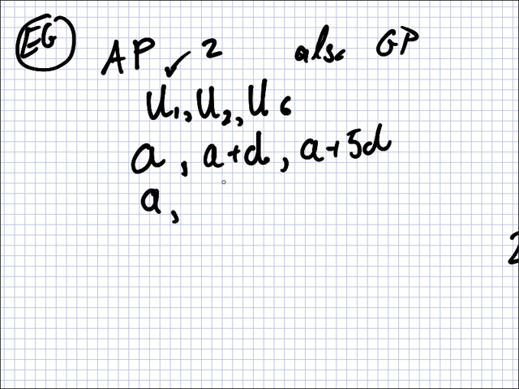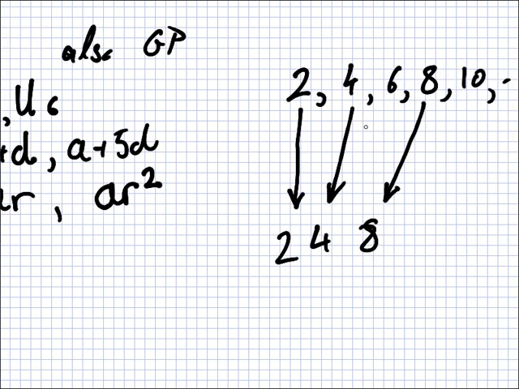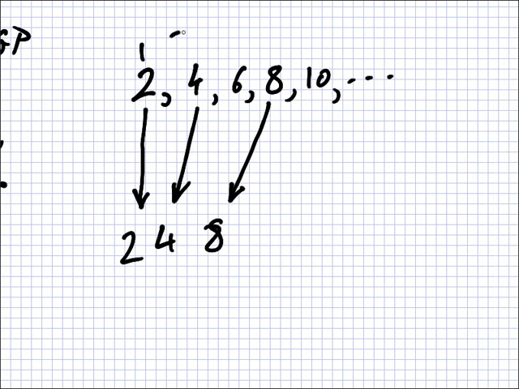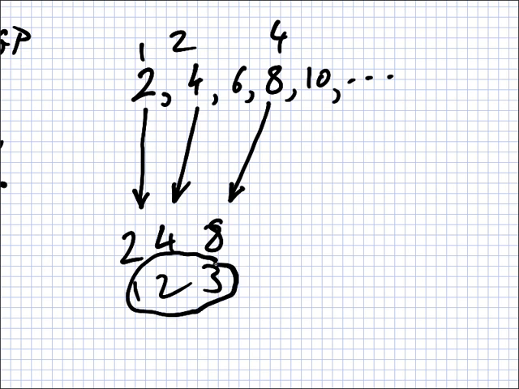Well, okay, that's the same. And the next one, if it's a GP, AR, and then the last one, AR squared. Just like in this example, this first, second, fourth of the AP makes the first, second, third of a GP. There's a word to use to describe this. You would say the first, second, and fourth of the AP makes consecutive GP terms. You know the word consecutive, meaning like neighbour in 1, 2, 3.